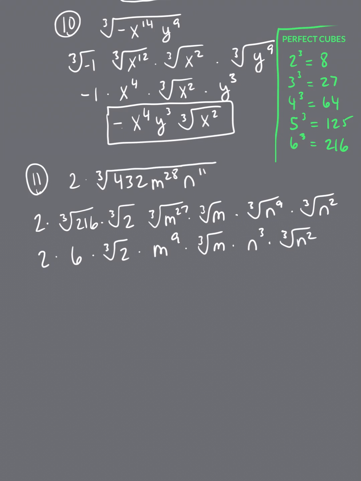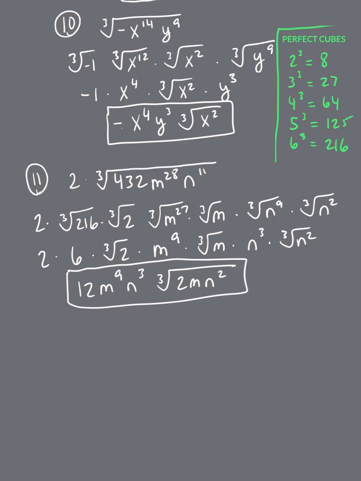Now to write this in standard form, we'll do the 2 times 6 for 12, and we'll multiply by m to the 9th and n to the 3rd, and then we'll have one cube root where we'll multiply everything that's left under the cube roots, the 2, the m, and the n squared. So we have 12 times m to the 9th times n to the 3rd times the cube root of 2 times m times n squared. And that is our final answer.